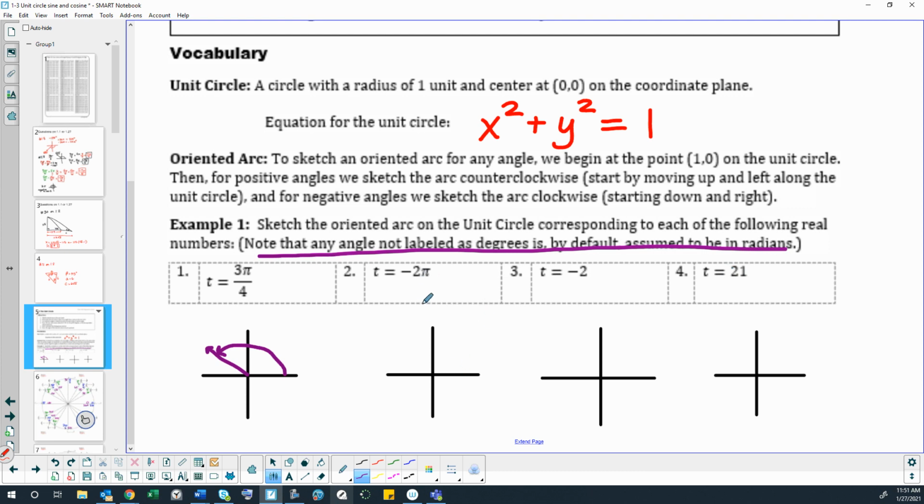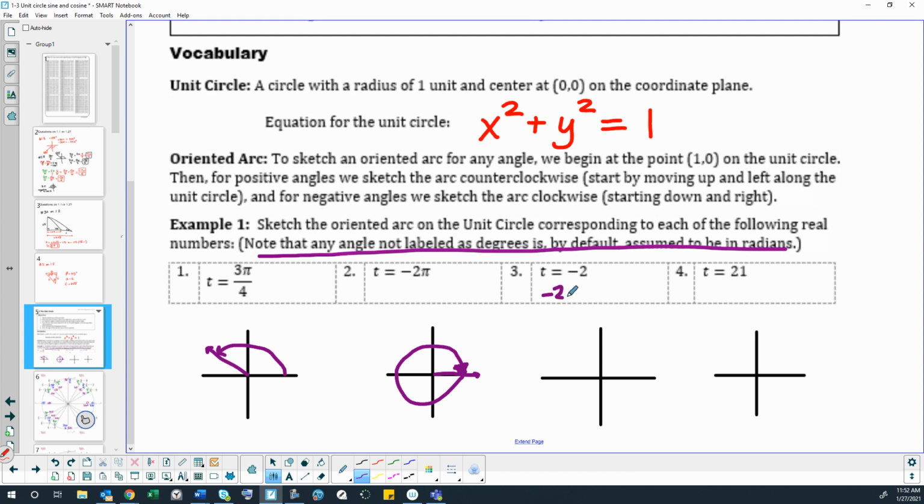So negative 2 pi. If your oriented arc goes all the way around the circle with the arrow pointing back to the x-axis, but that whole thing went negative, so clockwise, then that's correct. Questions on that one? Starting pretty simple here, right?